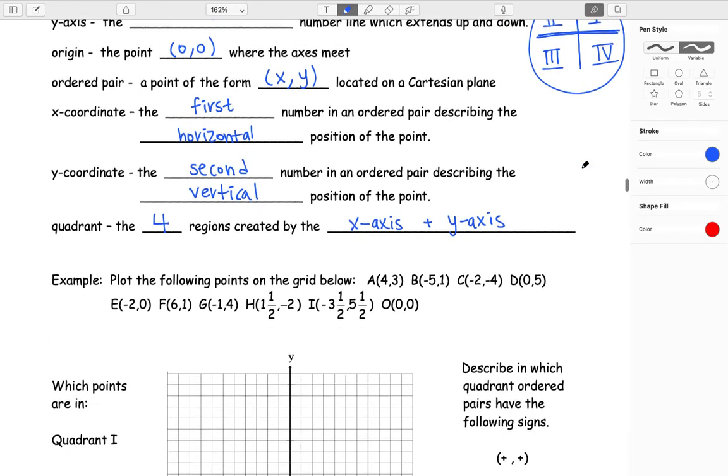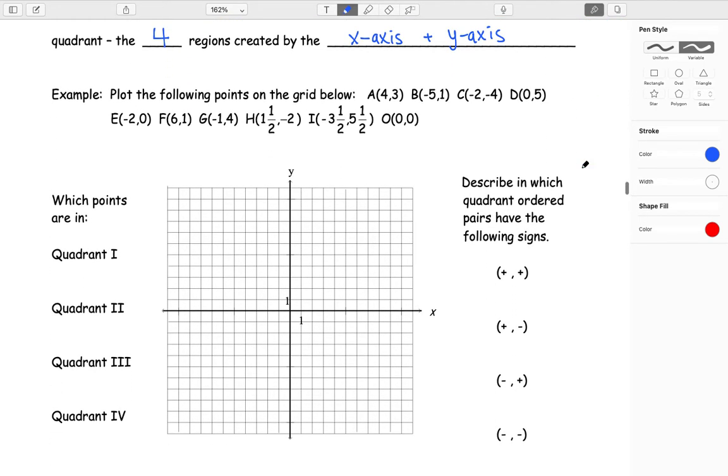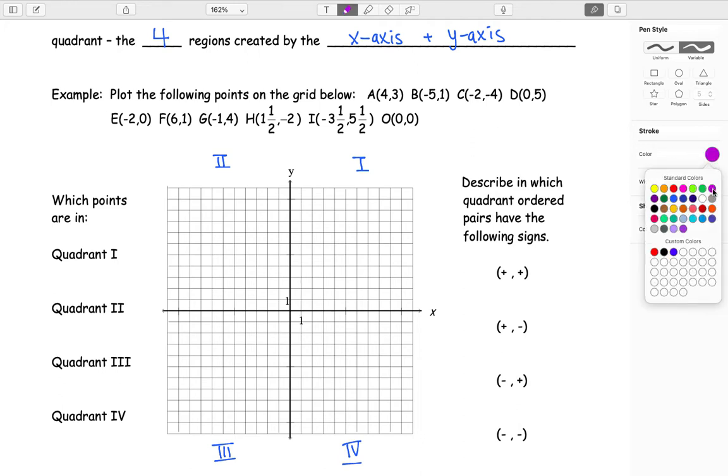Now let's do an example of plotting the points below. Again, we can label this as quadrant 1, 2, this section is quadrant 3 and quadrant 4. You will notice that we have a horizontal x-axis and a vertical y-axis, and where the 2 lines meet is where (0, 0) is located. Let's start with letter A. A is located at (4, 3).